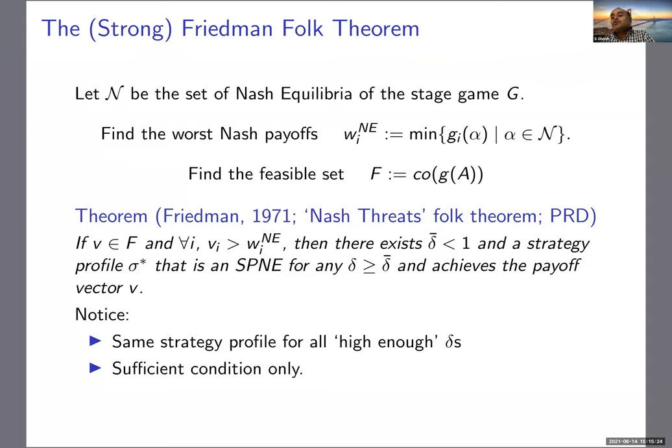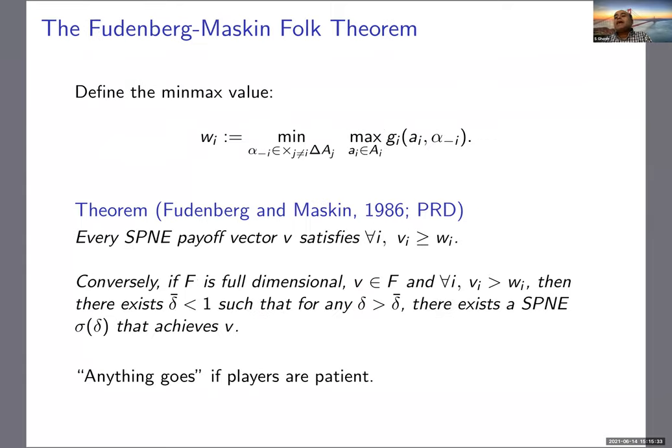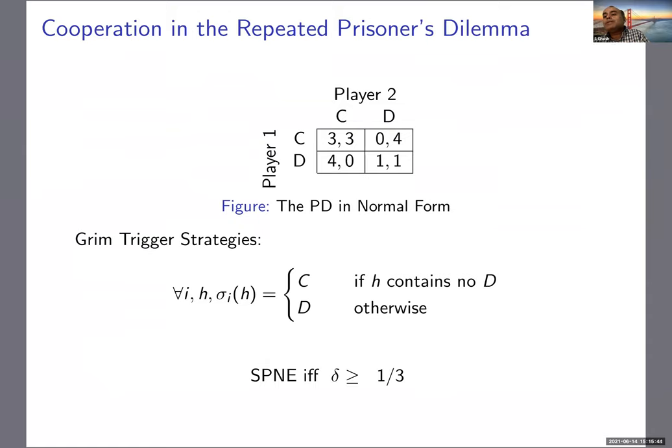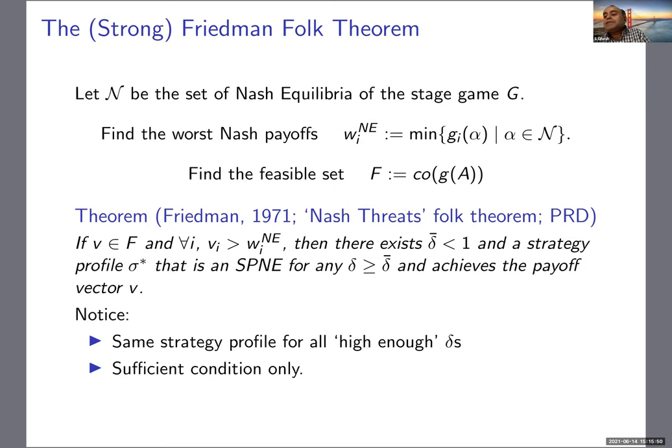I will show you in the slides, but it's known from the literature, Fudenberg-Maskin, that's the next slide. They show that we can define something called the min-max value, which will typically be lower than this. Of course, in games like Prisoner's Dilemma, the game you just saw, you can check that 1-1 is Nash, and the min-max is also 1-1. So there's no difference, but typically, in games, the min-max will be lower than this.